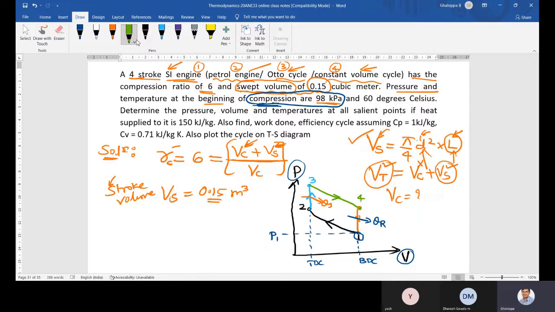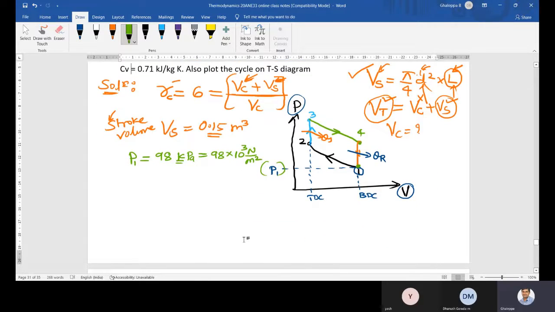So P1 is the pressure at the beginning of compression. I will write P1 is equal to 98 kilopascal. Here the term kilo is there. You remove the kilo. What do you need to do to remove kilo and write in terms of Pascal? 98 into 10 to the power of 3 Newton per meter square. To convert kilopascal to Pascal, 98 into 10 to the power of 3 Newton per meter square.